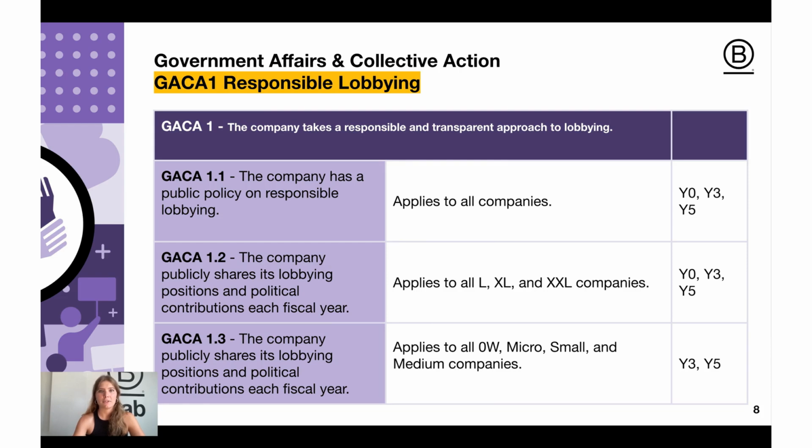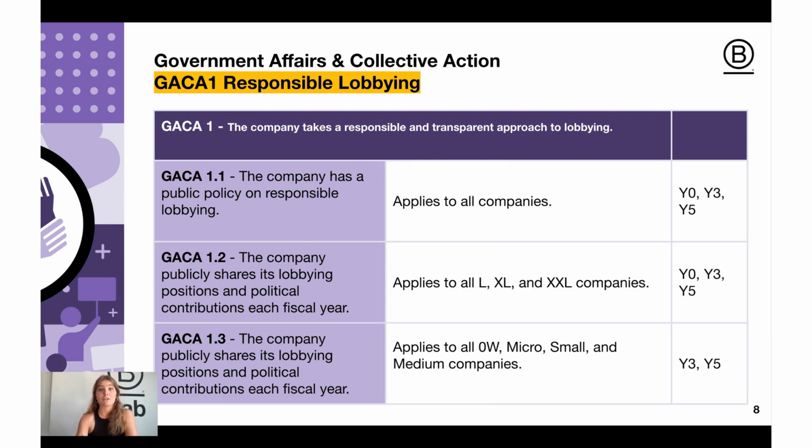So, all companies, regardless of size, are required to have a public policy on responsible lobbying in place from year 0. This means we don't require companies to lobby. So, if you do not lobby, you can still meet the sub requirement by declaring this publicly.